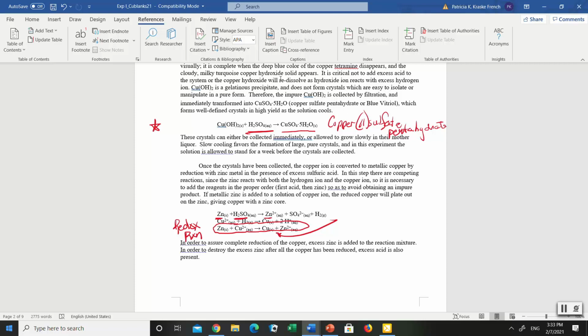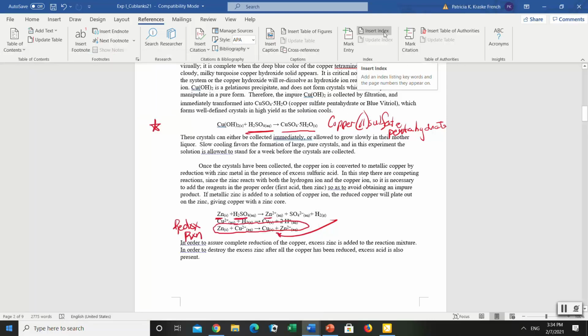The next step is to go ahead and add some sulfuric acid to the solution and then let it sit so we can isolate this very nice copper(II) sulfate pentahydrate. Next week, we dissolve it in water. We use zinc and some sulfuric acid, and we end up with copper, reduced copper.